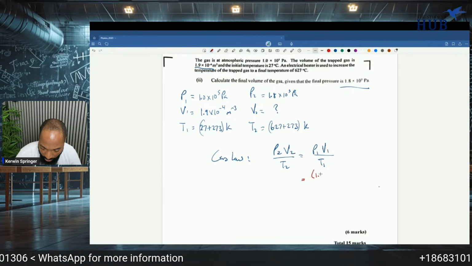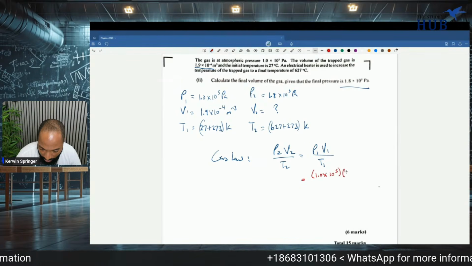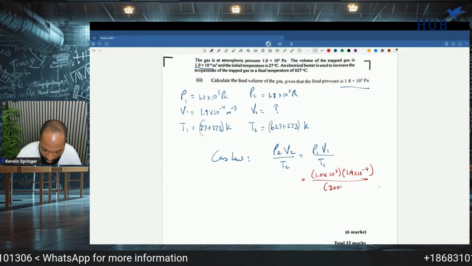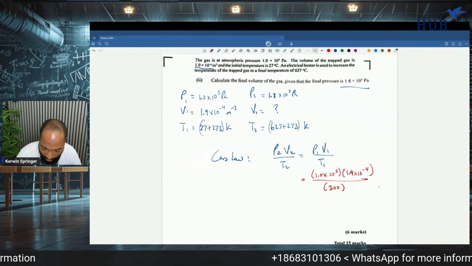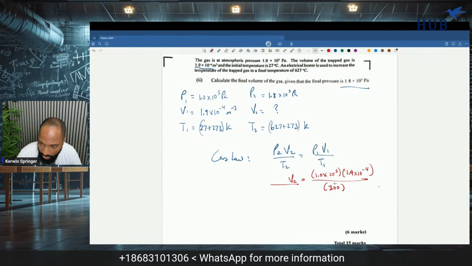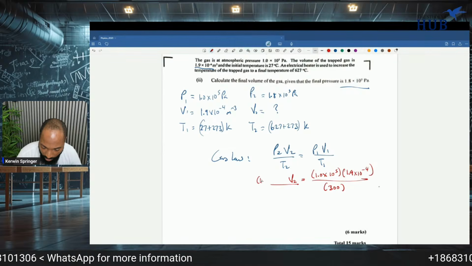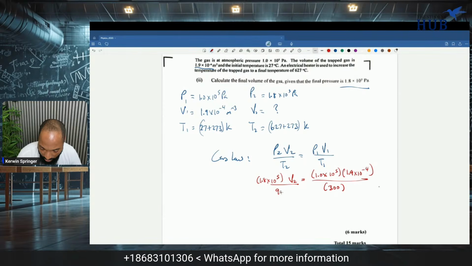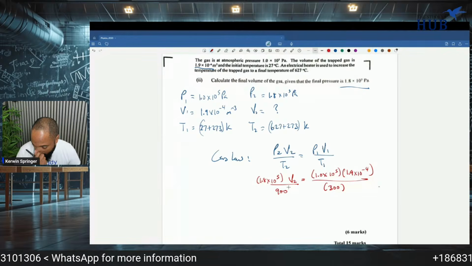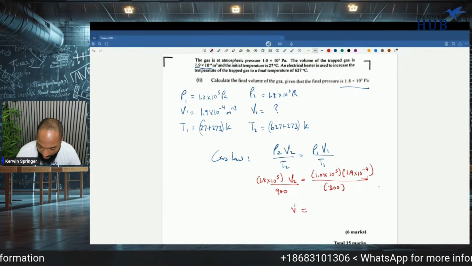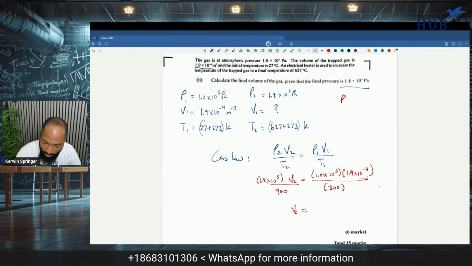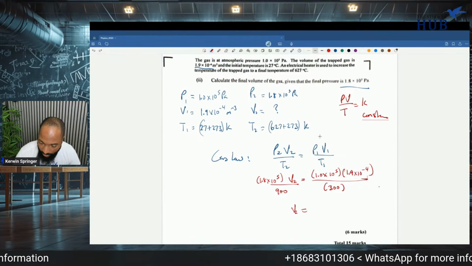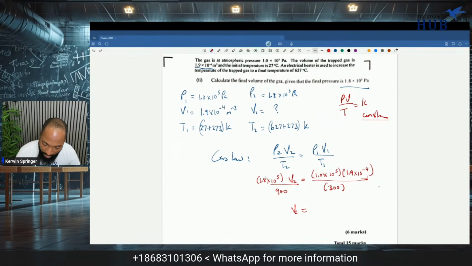So we have 1.0 times 10 to the power of 5 multiplied by 1.9 times 10 to the power of negative 4, divided by 27 plus 273, a nice clean 300 here. And we're trying to find V2. P2 would be 1.8 times 10 to the power of 5 over 627 plus 273, so that's 900. You will call this whole thing K, a constant, PV over T. So this situation is equal to that situation. So we'll call this whole thing, multiply by 900 and divide by 1.8 times 10 to the power of 5, and that will be your answer.